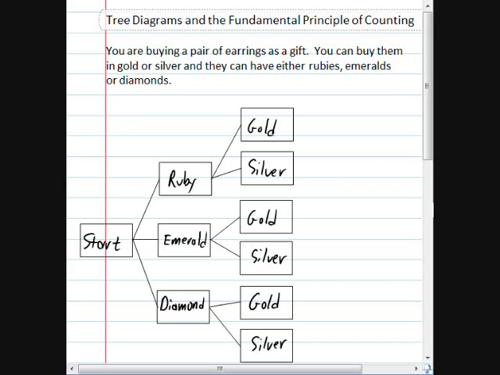A path through a tree diagram is a way to get from the start node to any of the terminal nodes without backtracking. For example, that would be a path through the tree diagram, going from the start node to the ruby and from ruby to silver. Every path describes one of the final options you have for this decision.